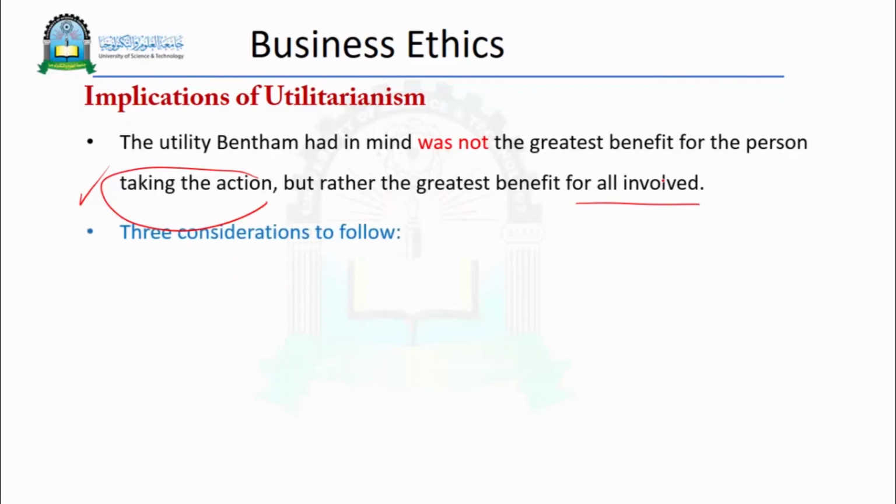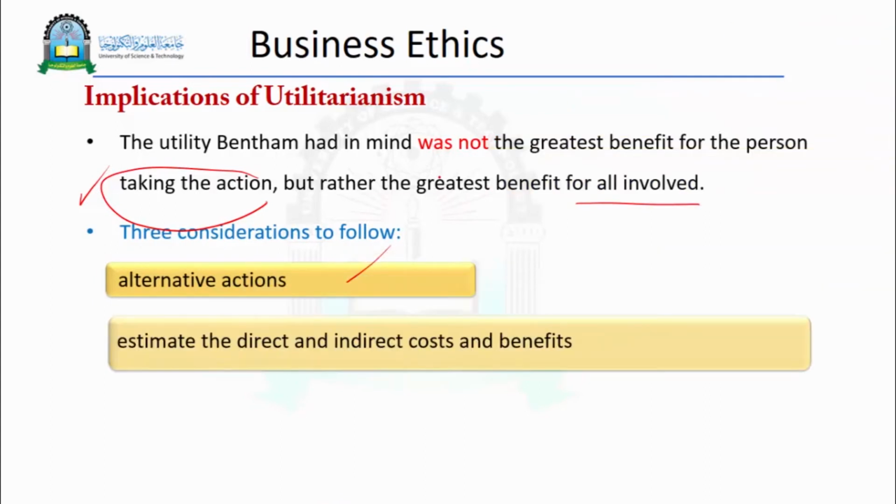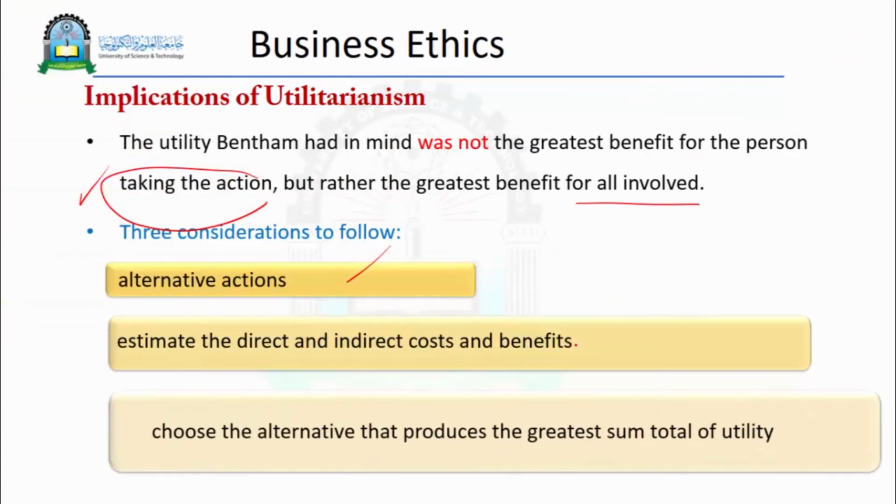So there are three considerations to follow: identify alternative actions, estimate the direct and indirect costs and benefits, and finally, choose the alternative that produces the greatest sum total of utility. Now that means if we want to maintain this principle in our business dealings and transactions, we have to study the alternatives that we have in mind.